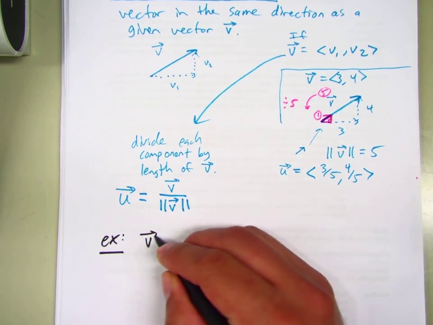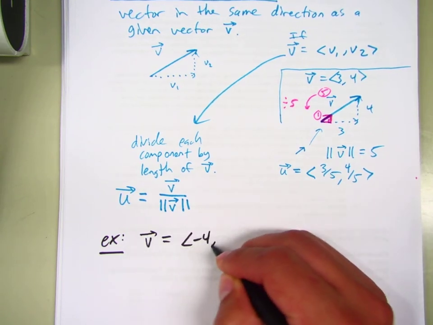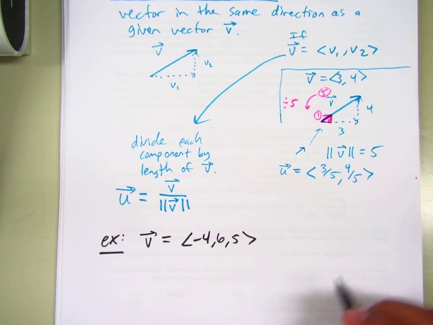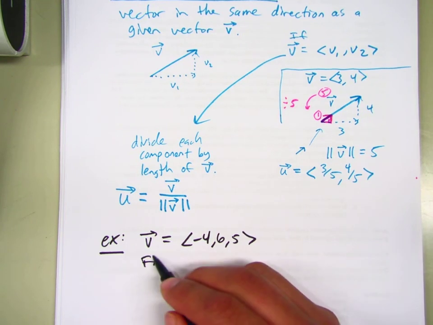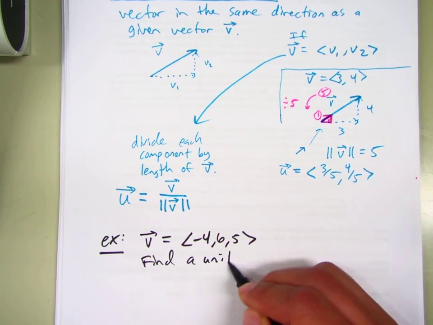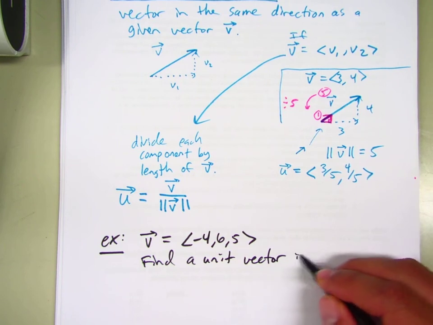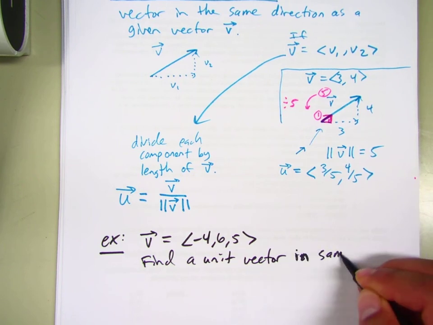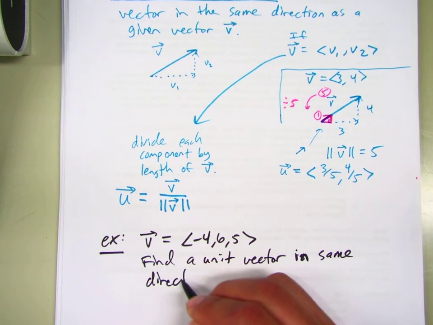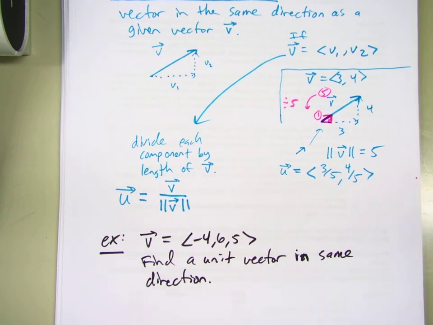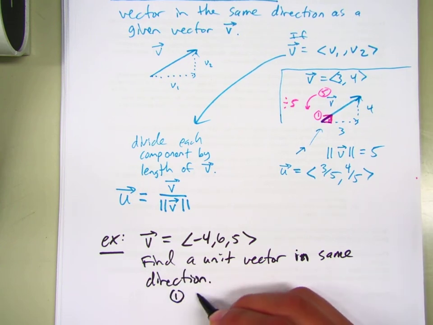So let's say we have a vector with -4, 6, and 5 for the components. We want to find a unit vector in the same direction. Okay, so first we want to find the length of v.